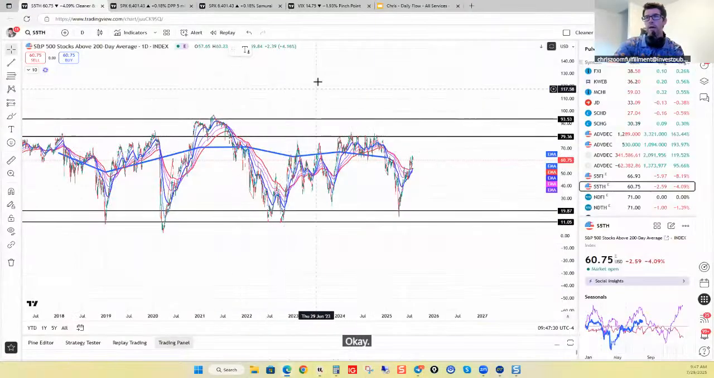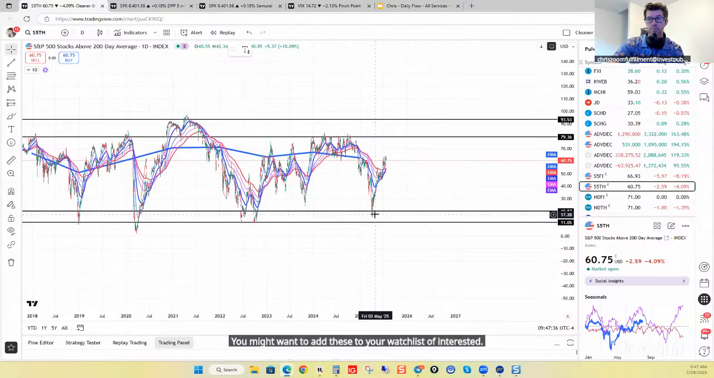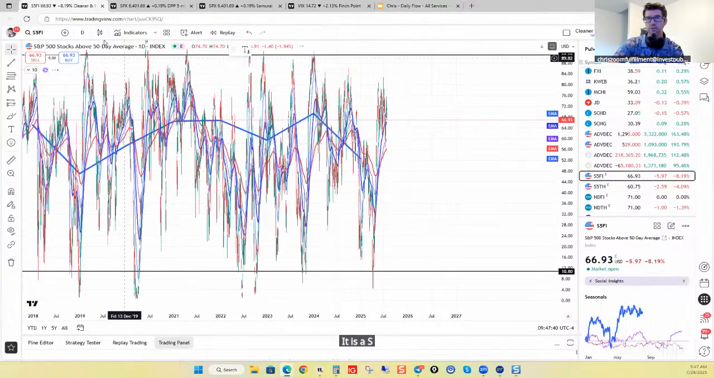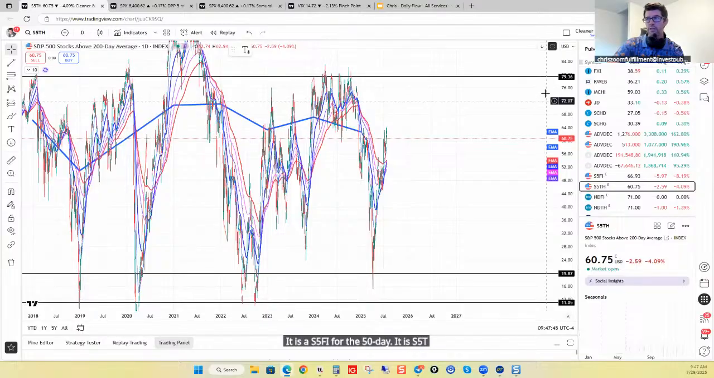All right. Does this market breadth indicator make sense? You might want to add these to your watch list of interest. These are great timing indicators, especially near the lows. It is S5FI for the 50-day. It is S5TH for the 200-day.